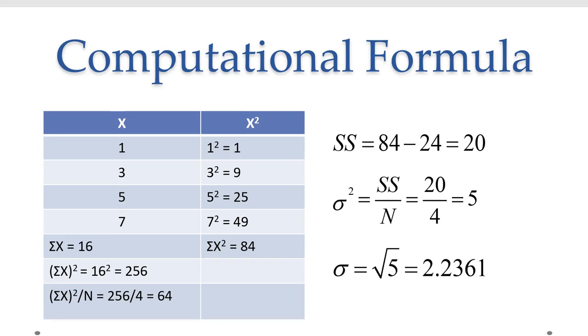Now let's take this same example and work through the steps of the computational formula. Step 1, square each score and add the squared scores. So 1 squared is equal to 1, 3 squared is equal to 9, 5 squared is equal to 25, and 7 squared is equal to 49. Add up the results: 1 plus 9 plus 25 plus 49. The sum of x squared is equal to 84.